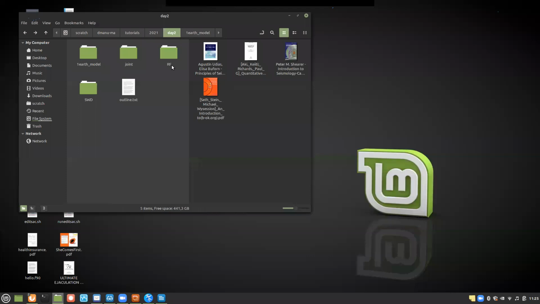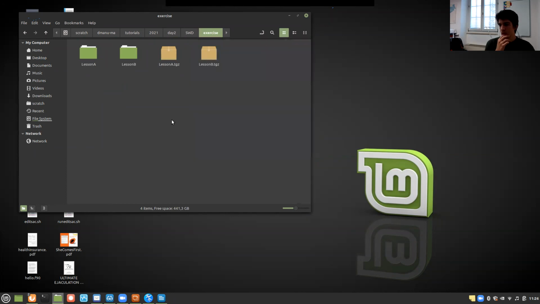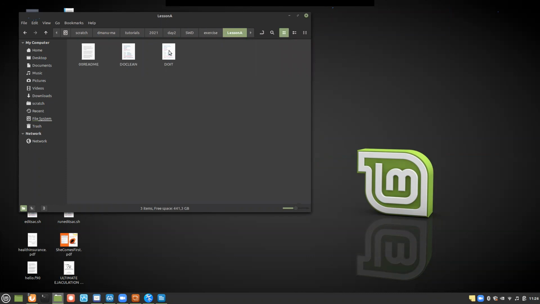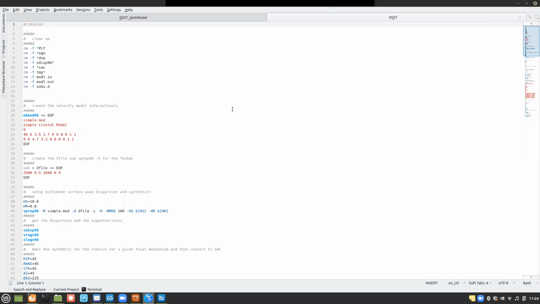Let's see where it is. It was here, day 2, surface waves exercises. So lesson A, we have these three things. Let me just open it and read through it. Of course, you have to read through the codes you're running, so at least you know what it is, but we cannot read through everything. There is a cleanup that cleans up, in case you've already run this before.